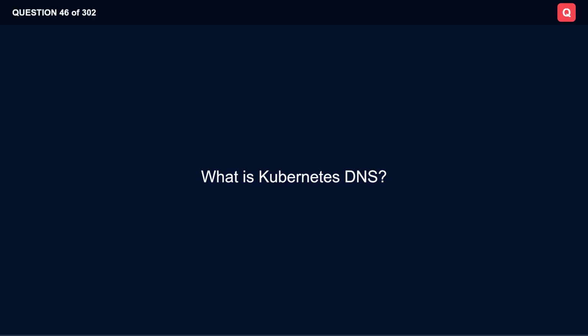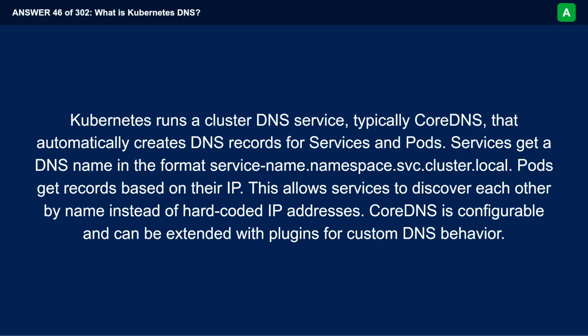What is Kubernetes DNS? Kubernetes runs a cluster DNS service, typically CoreDNS, that automatically creates DNS records for services and pods. Services get a DNS name in the format service-name.namespace.svc.cluster.local. Pods get records based on their IP. This allows services to discover each other by name instead of hard-coded IP addresses. CoreDNS is configurable and can be extended with plugins for custom DNS behavior.